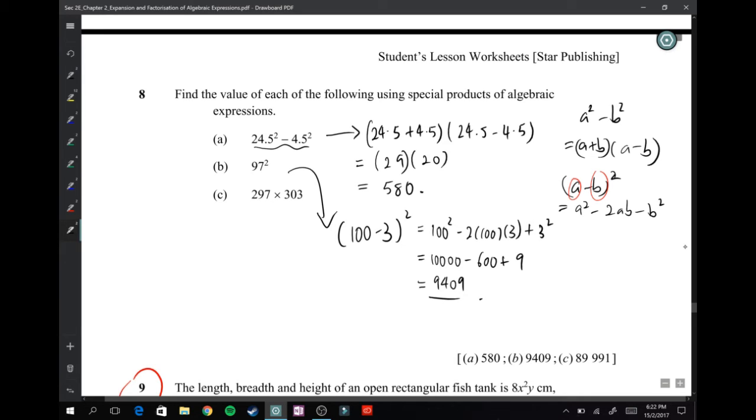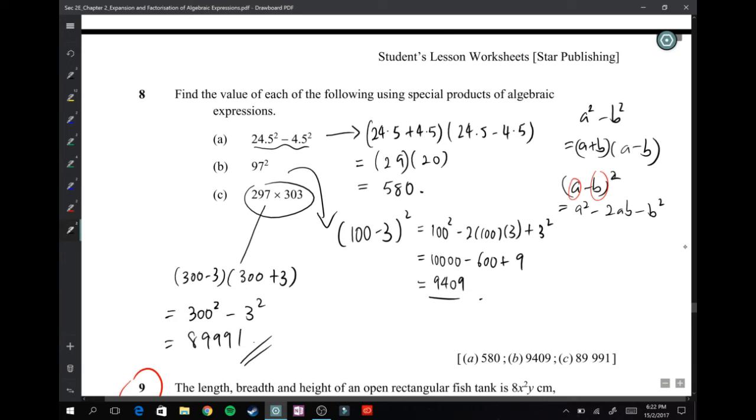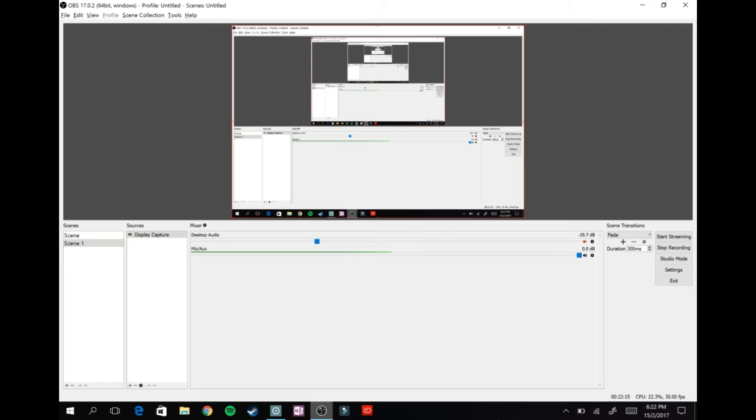Finally, the last one. If you do note, 297 and 303, they are very close to 300. So this will actually be 300 minus 3 and 300 plus 3. a minus b times a plus b gives you a square minus b square. And you should get this as 89991. Pretty straightforward, this question.